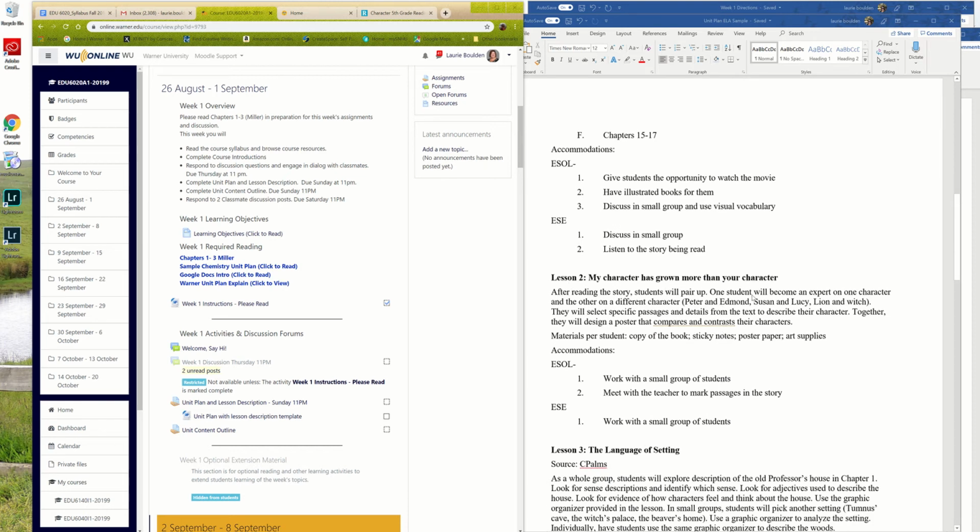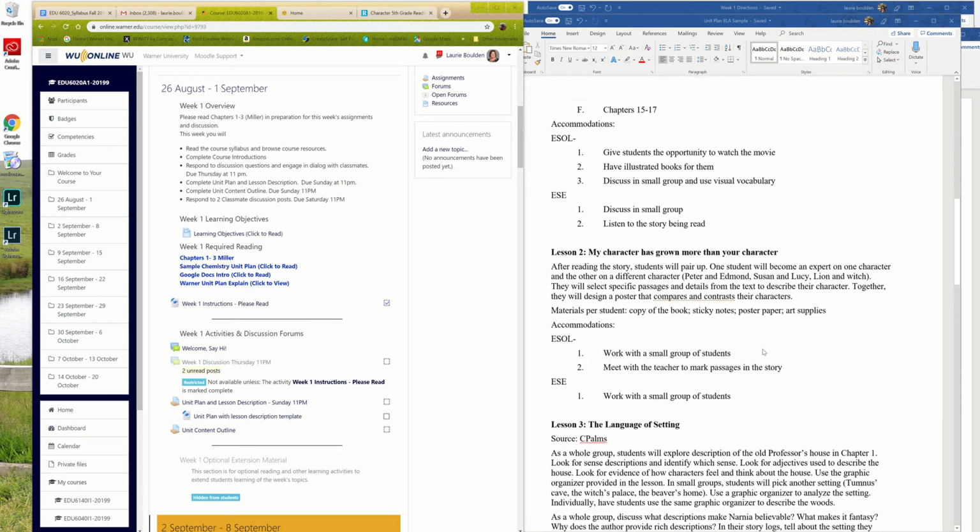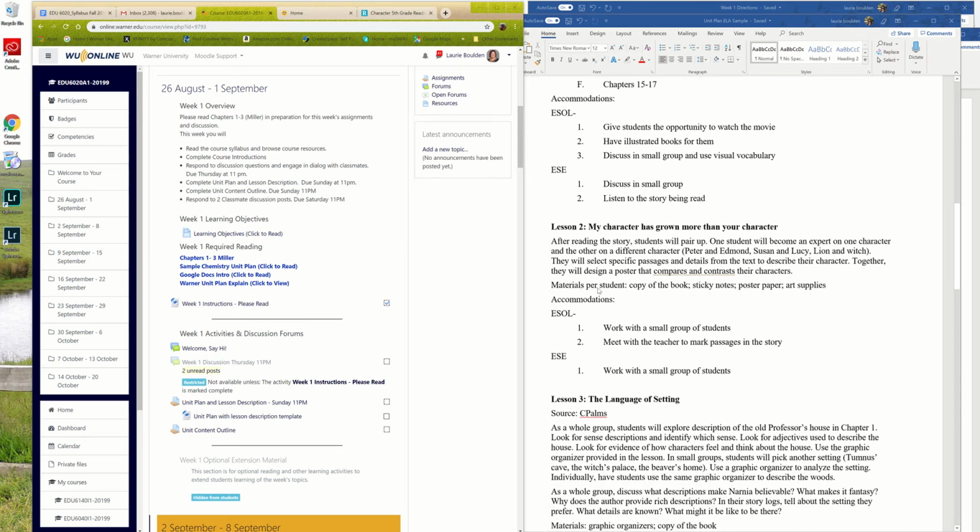Lesson 2, my character has grown more than your character. All right, so this is the activity that they're going to do. The materials, they need a copy of the book, they need sticky notes. Each group's going to have poster paper and then art supplies to make their posters. And then we talk about my accommodations for the ESOL and the ESE.